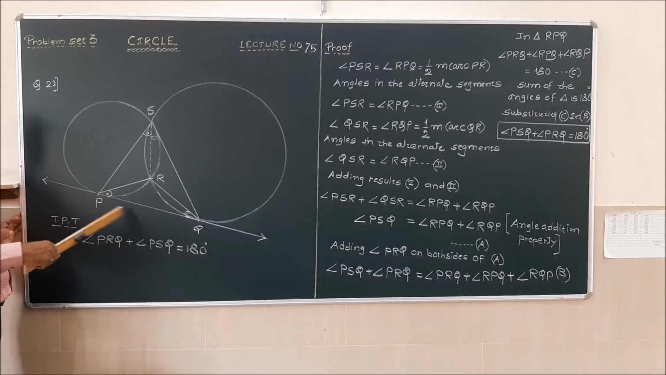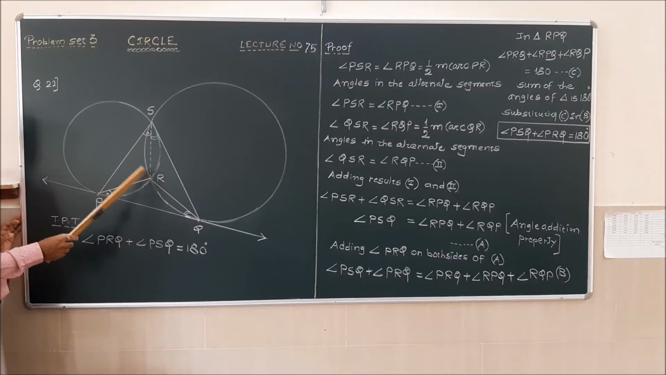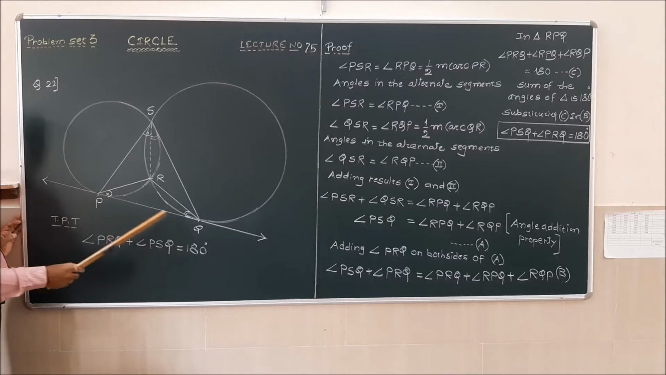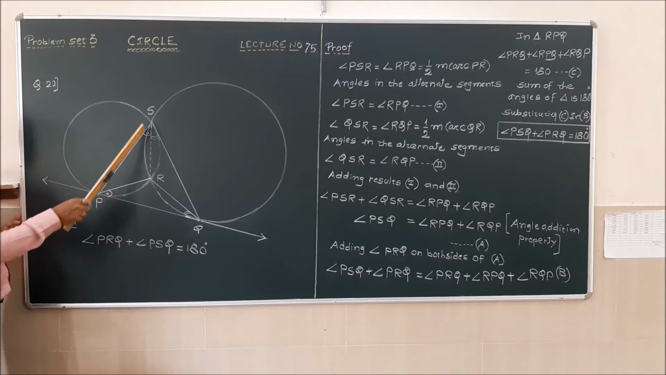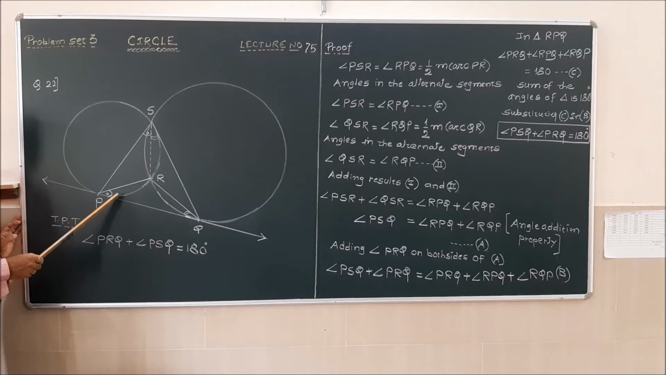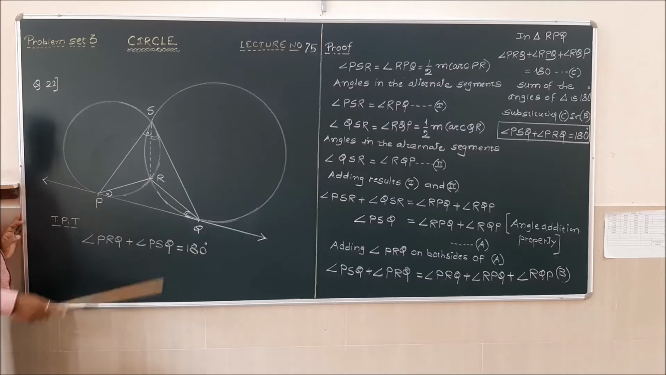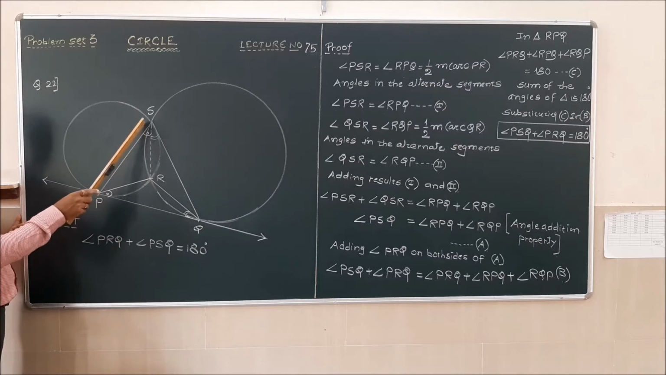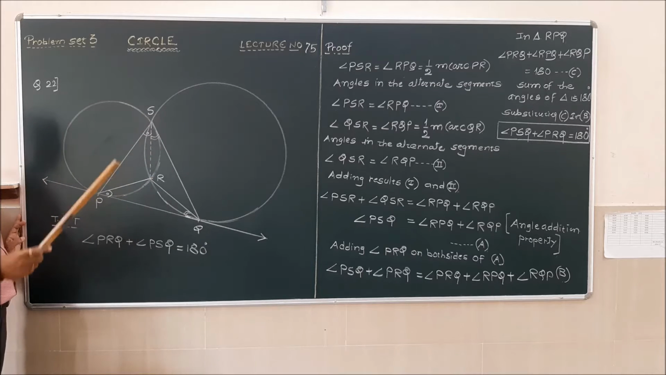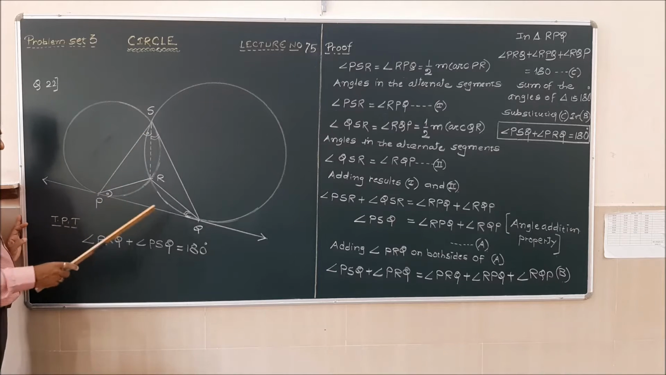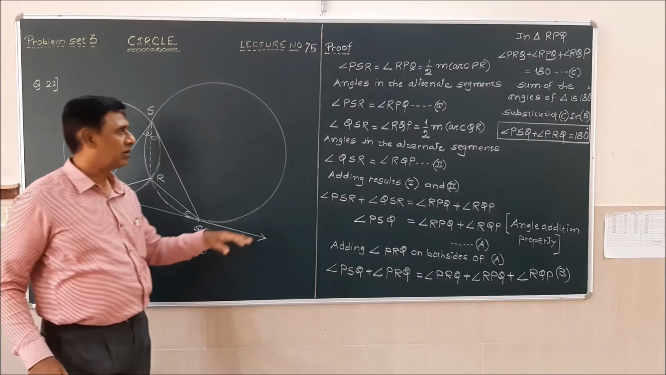With respect to this smaller circle, angle PSR is congruent with angle RPQ. The measure of PSR is half of arc PR, as well as RPQ is also equal to half of arc PR. But for RPQ the reason is the secant tangent angle, whereas this angle is an inscribed angle with respect to the smaller circle. So angle PSR is congruent with RPQ. That is our result 1.